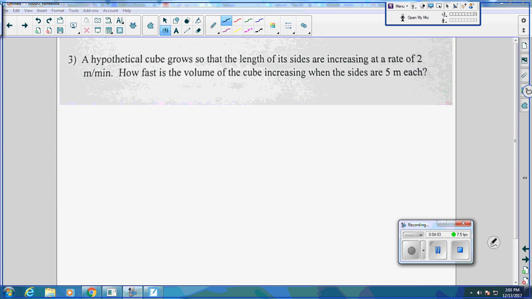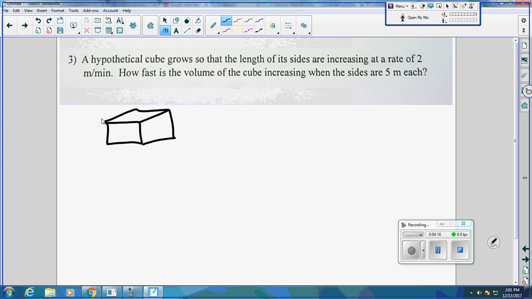All right, so a hypothetical cube grows, so the length and size are increasing at 2 meters per minute. How fast is the volume of the cube increasing when the sides are 5 meters each? First of all, you have to know definitions. I would actually draw a little cube. And I know the sides are changing, so I would call all the sides L.